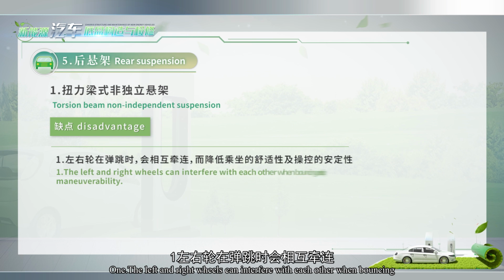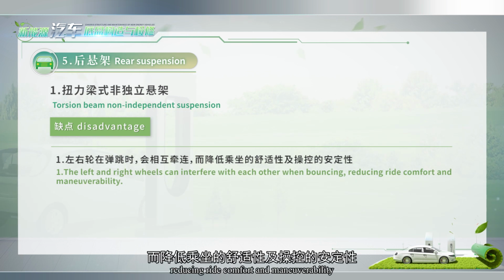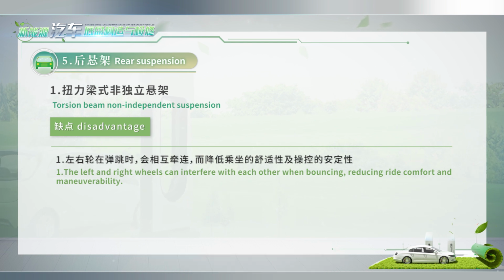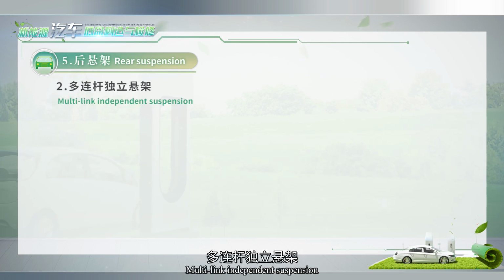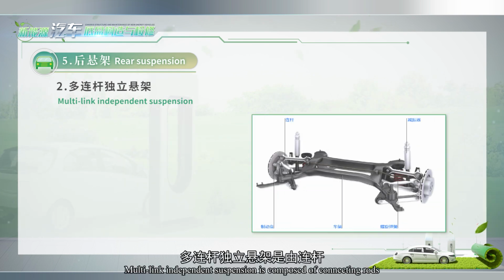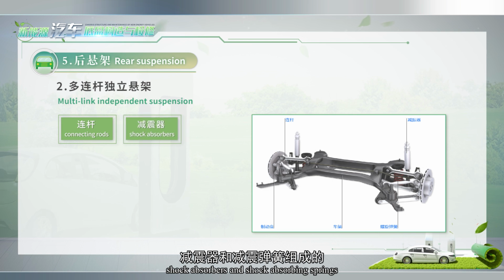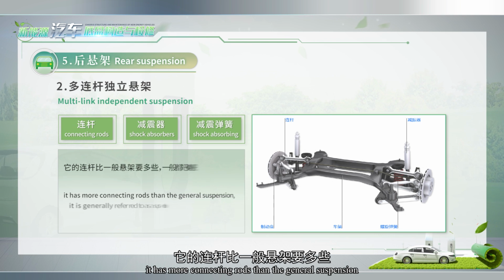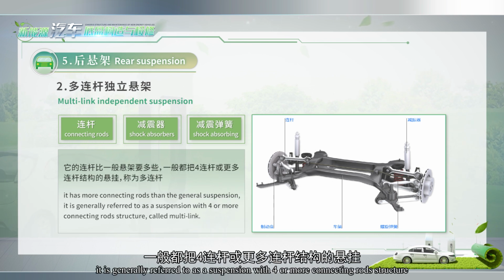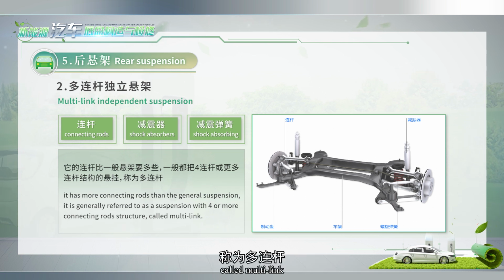Disadvantages: 1. The left and right wheels can interfere with each other when bouncing, reducing ride comfort and maneuverability. 2. Simple structure allows less freedom of design and less stability of operation. Multi-link independent suspension is composed of connecting rods, shock absorbers, and shock-absorbing springs. It has more connecting rods than the general suspension. It is generally referred to as a suspension with 4 or more connecting rods, called multi-link.